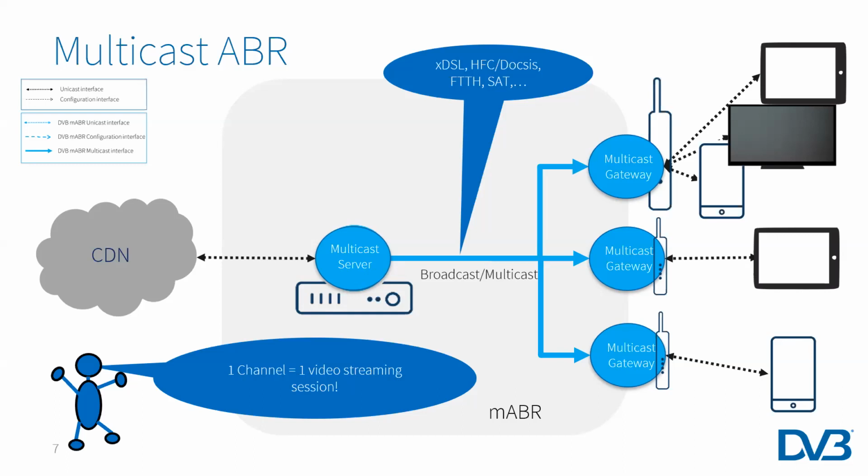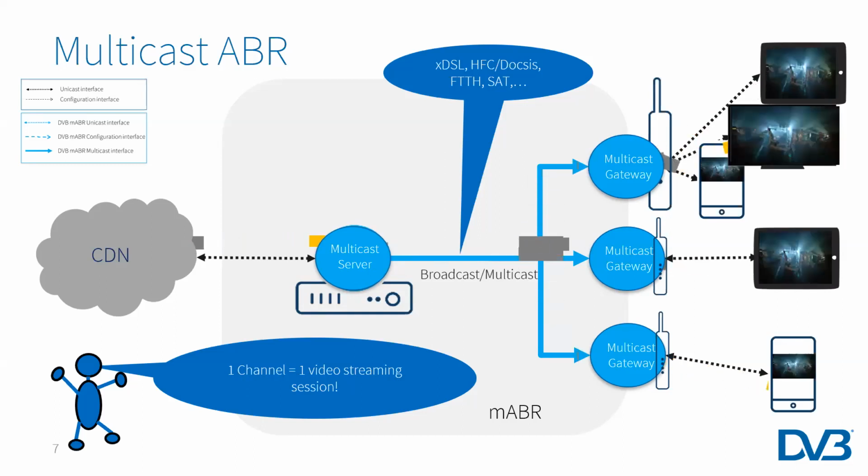So again, the multicast server is getting the content and forwarding it over the multicast. On the terminal side, the player behaves completely transparently, exactly like it used to behave in unicast streaming. We no longer have one video streaming session per viewer, terminal or player. We have one video streaming session per channel, which is a great economy of bandwidth.